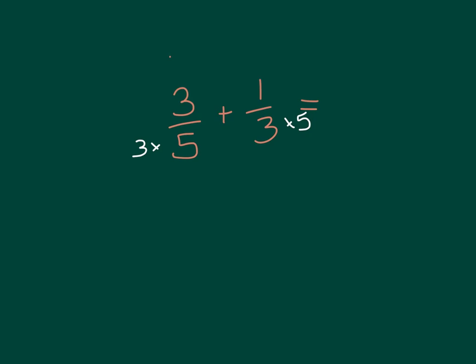Now I want to keep each of these fractions equivalent or the same. So if I'm going to multiply the denominator by 3, I have to do the same to the numerator. Okay, and in the other fraction here, I need to multiply that by 5 because I multiplied the denominator by 5. And now that gives me my new fractions. So I'm looking at 9/15 here plus 5/15 here.